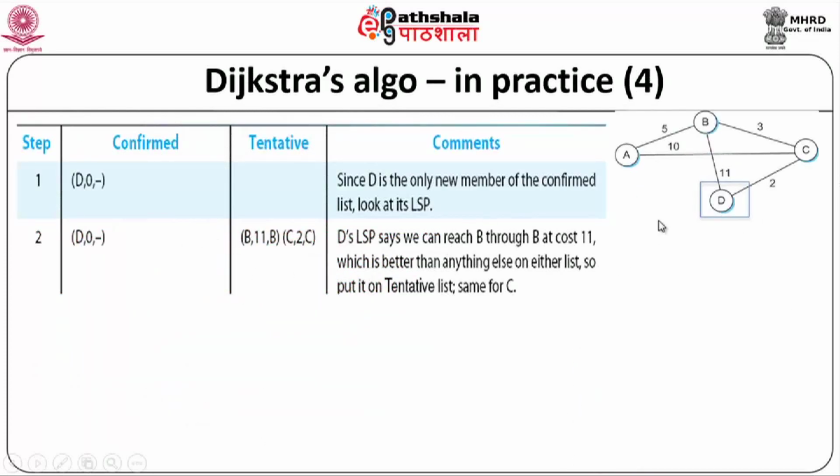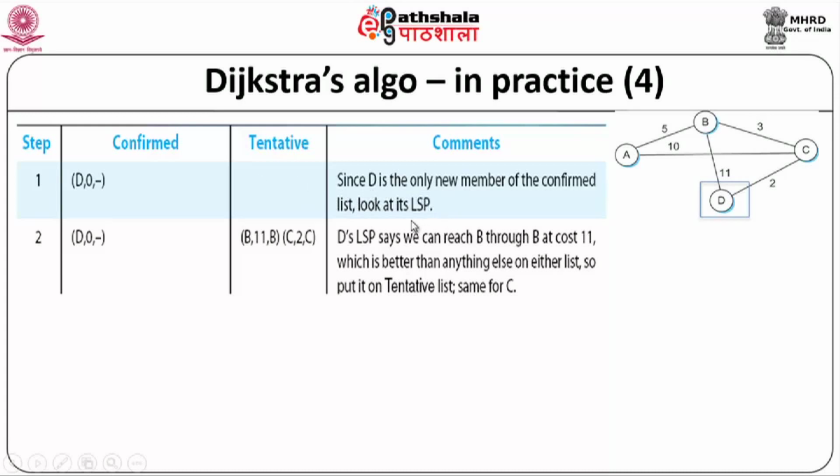We will take a look at another graph here, a simple graph with just 4 nodes. Let us say I want to find out the path calculation at node D. Initially, in the first step, D is the one which is added to the confirmed list. So D, 0, comma dash, since there is no distance to it. So there is nothing on the tentative list. D is the only member.